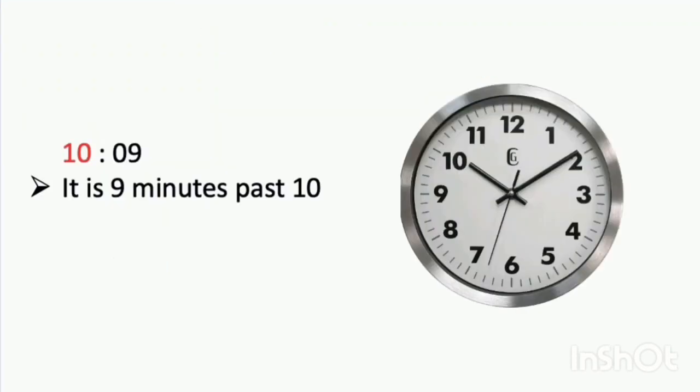Okay, now let's read this time. You can see that the minute hand is not exactly on 2. One gap is still left. So it is not 10, you have to subtract 1 from that. That is 9 minutes. So how can you write it in digital way? That is 10 colon 09. And in language, you can write it as 9 minutes past 10.